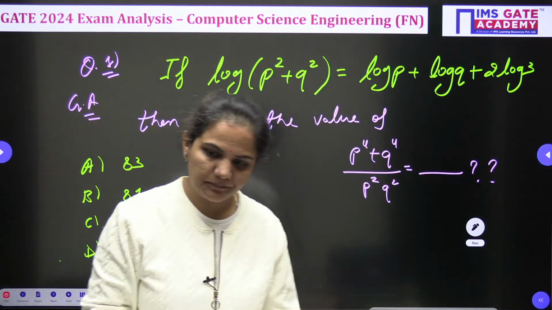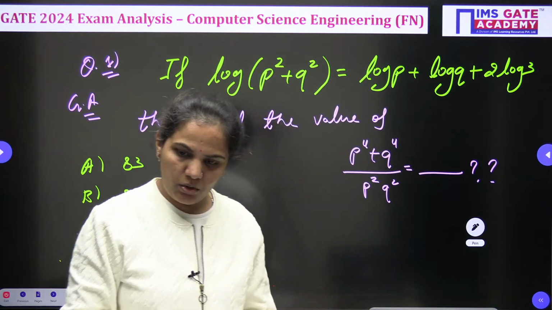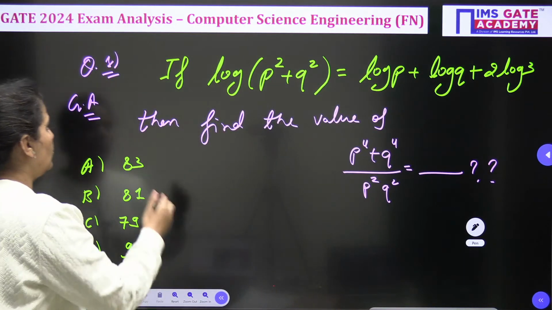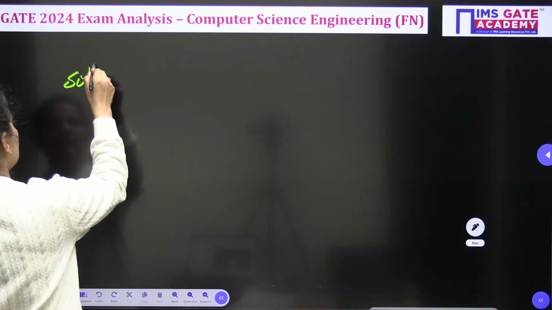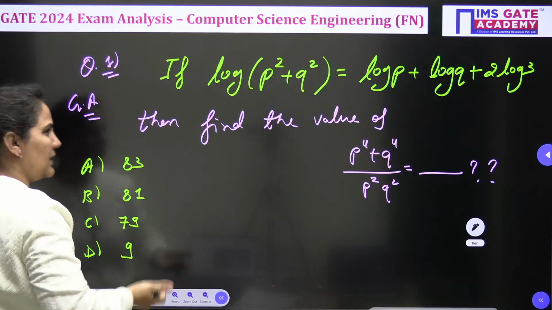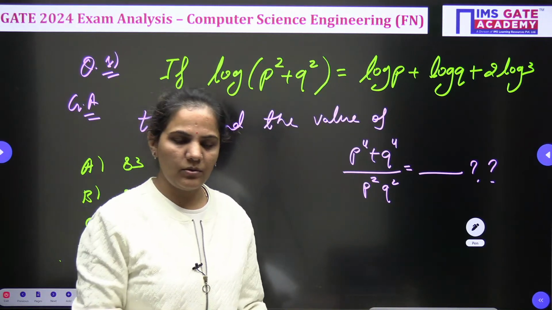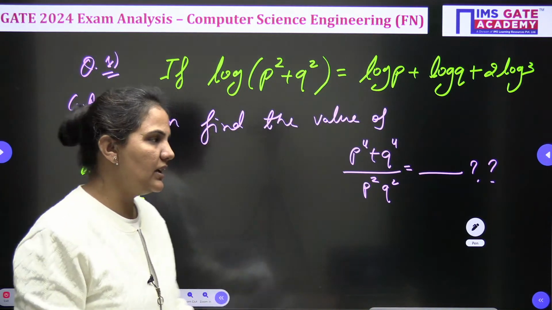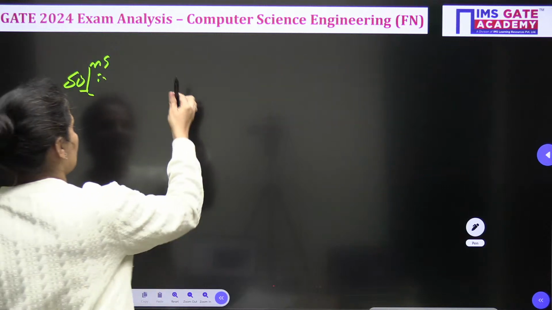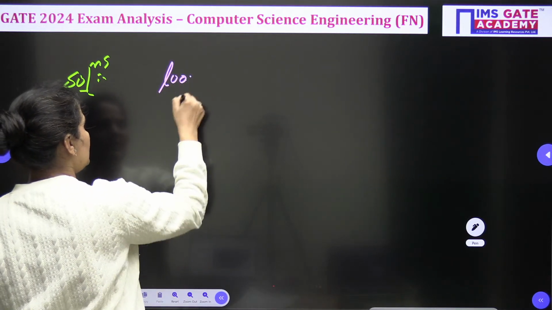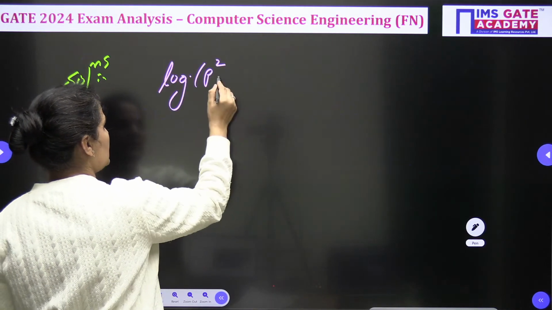Let's approach it. How to go with this one? Very easily we can go with this question, although I can go with multiple methods, but I will prefer to go with the easier manner. So very easily we can go with the question what is given to us. Let's start writing from this one. From the basic logarithm property we can solve this question.